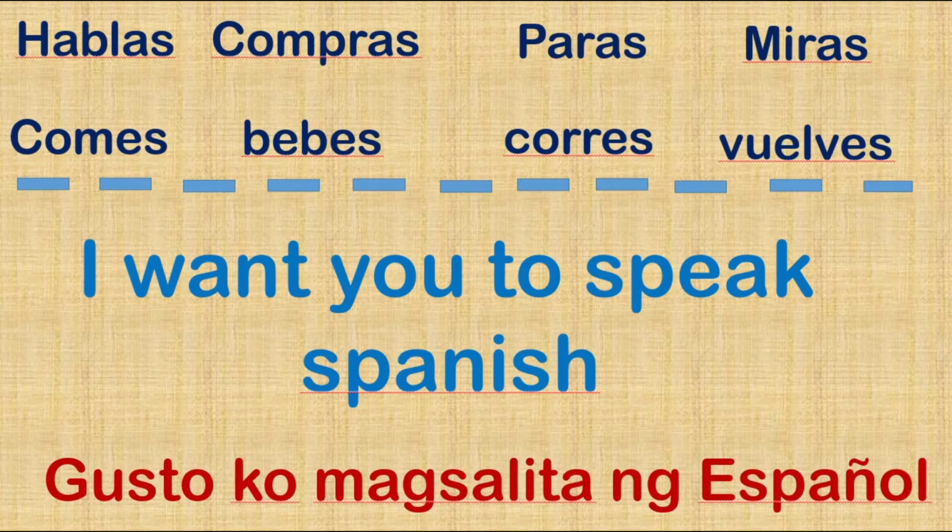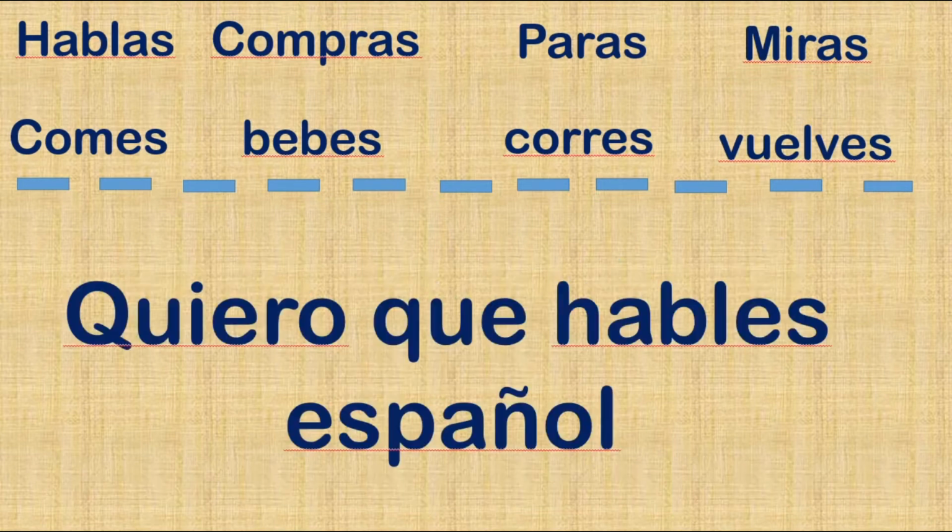I want you to speak Spanish. Gusto ko magsalita ka ng Espanyol. Quiero que hables español. So the literal translation would be, I want that you speak Spanish. So that's how they say it. Every time you say quiero que, you have to use subjunctive for the verb.